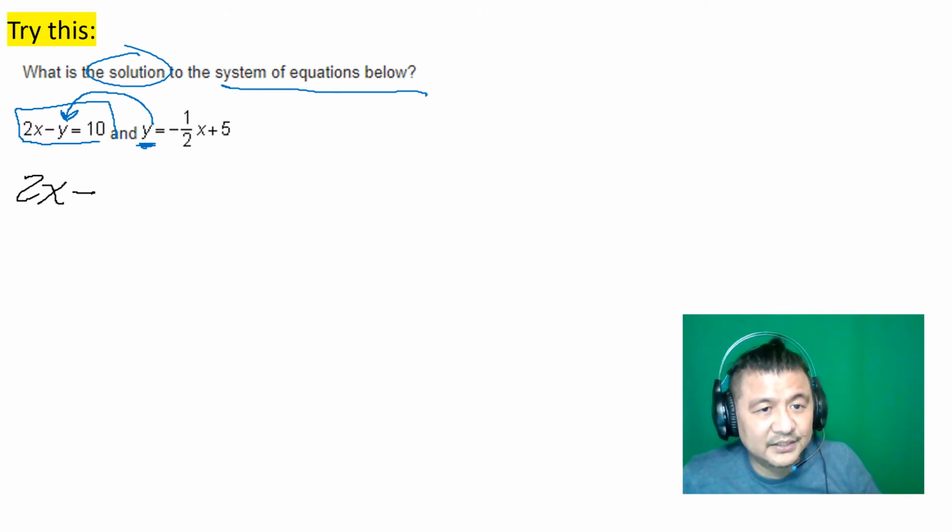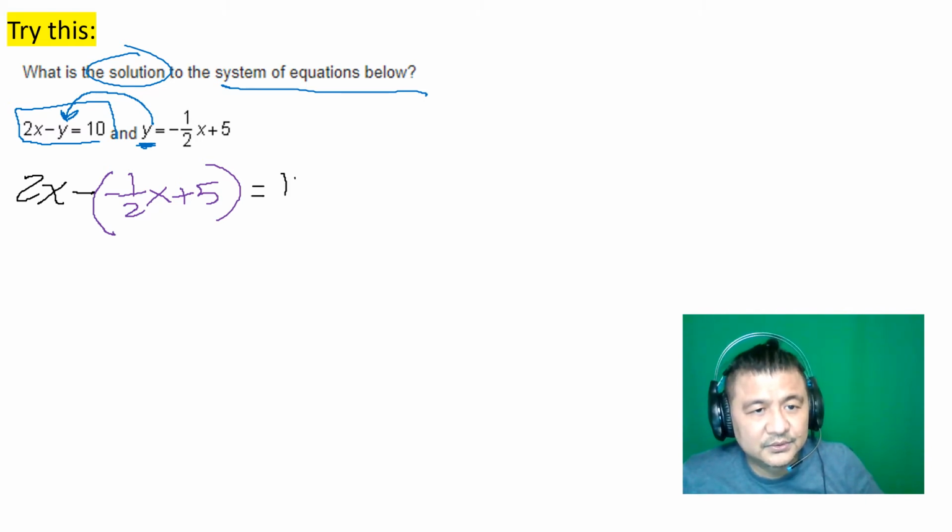2x minus, instead of writing y, remember, I will write the other one. Because here it needs a y, I will put y here. Instead of y, I will use this. So check this out. Instead of using y, I'm going to use minus. So I put a parenthesis, negative 1 half x plus 5. And it says equals to 10.